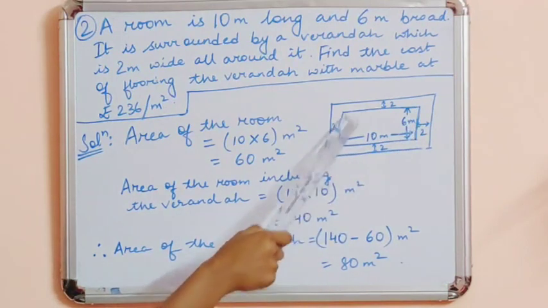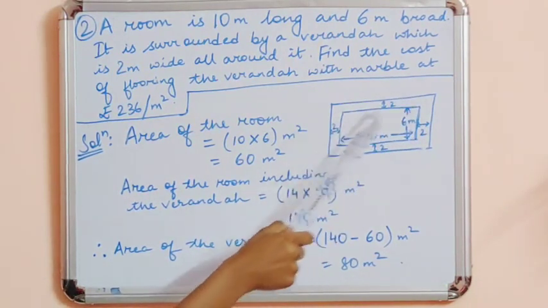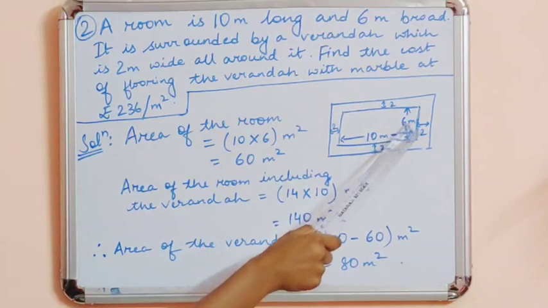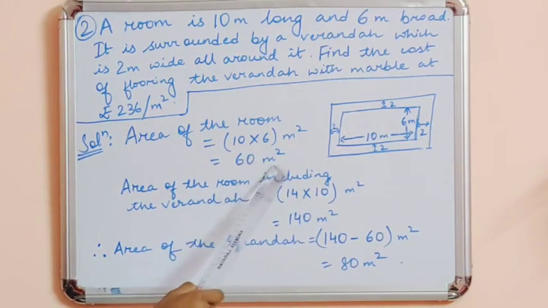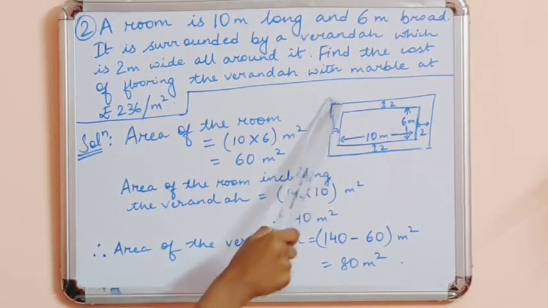This room is actually excluding the veranda. So area of the room will be length into breadth, that is 10 into 6. So it comes to 60 meters square. Now area of the room including the veranda, that means the outer area.